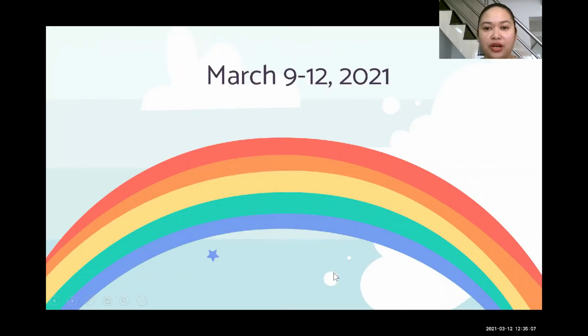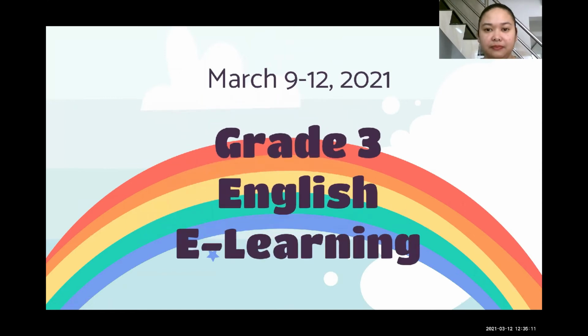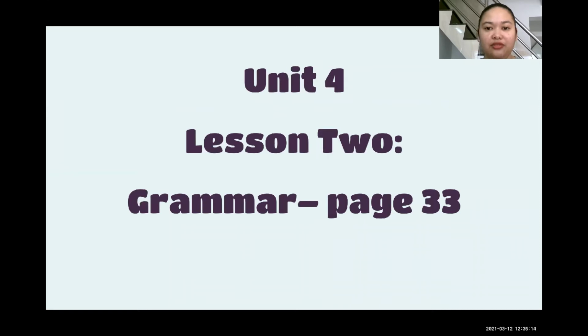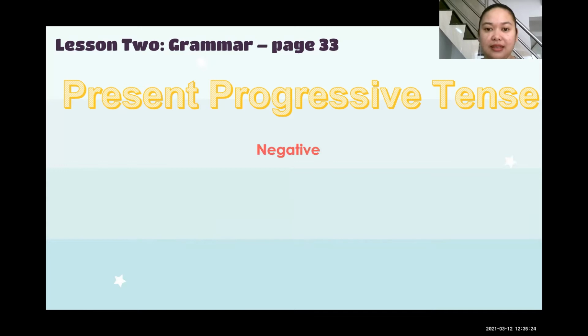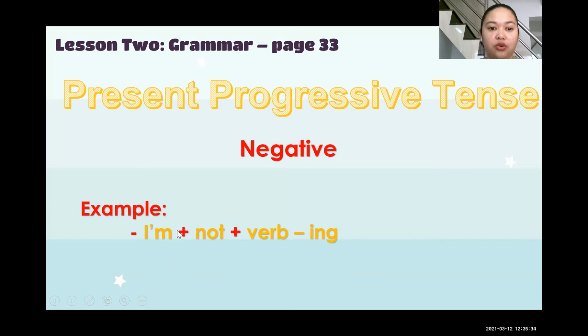Now, let's go to our next sentence. We are still on Unit 4, Lesson 2. This time, we are going to learn how to write the sentences in negative form. We are still learning the present progressive tense. How do we write the sentences in negative form? Again, we use our pronoun plus the verb to be plus not. We will use not because it's in the negative form, plus the verb in ing form. For example, I'm not snorkeling.